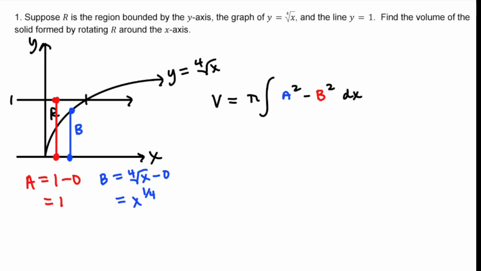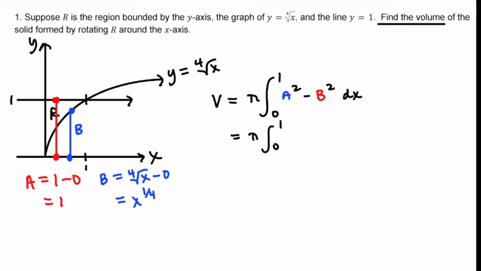Y is equal to 1 and y is equal to the fourth root of x. So yeah, that means x needs to equal 1. Okay. And then I'm going to actually square a and b and add those to my integral, because this is one we want to do by hand and take all the way through. It says find the volume.